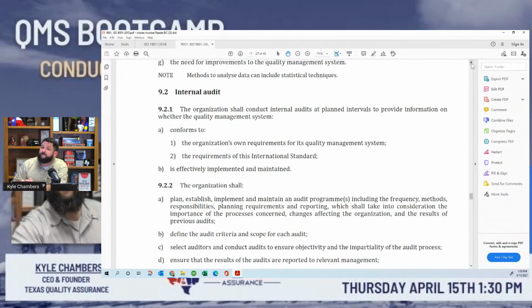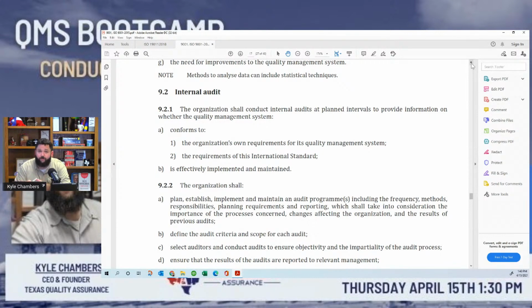And this is something that's often overlooked in conducting internal audits, is we're not going strictly to the ISO standard here. We are going very strongly to the requirements of the organization. So we want to make sure that it conforms to the requirements of the quality management system and the requirements of the international standard. So any internal requirement that this organization has is on equal footing to the requirements of the ISO standard. And we want to make sure that the quality management system is effectively implemented and maintained.